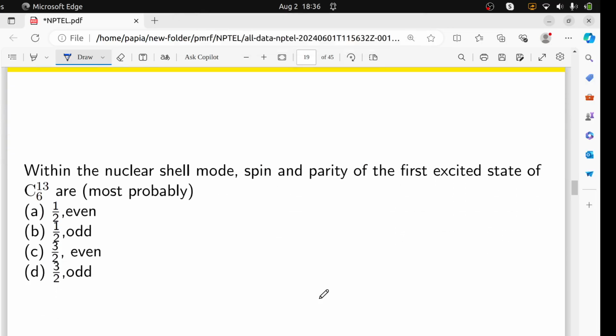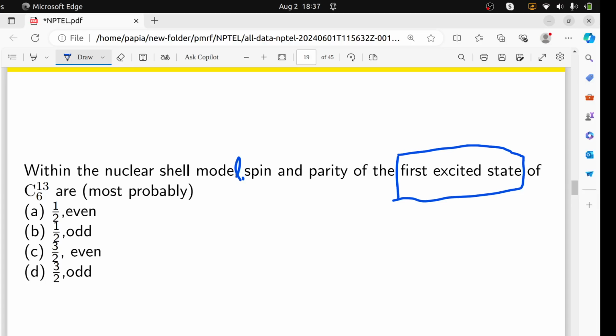Within the nuclear shell model, the spin and parity of the first excited state of C-13 are most probably... Now see, first excited state. This is a little bit tricky, obviously not that much, but we will see. Till now whatever we did was for the ground state. So for ground state we don't need to do anything, right?